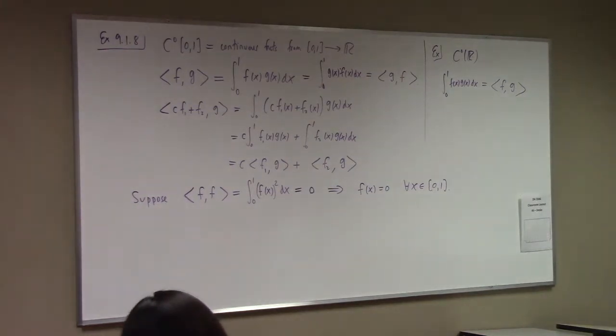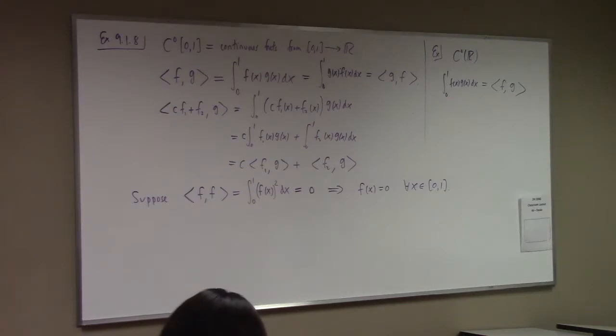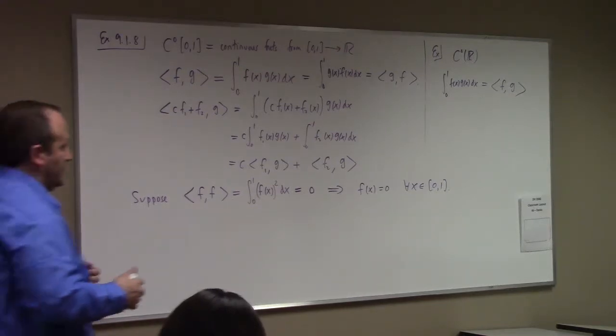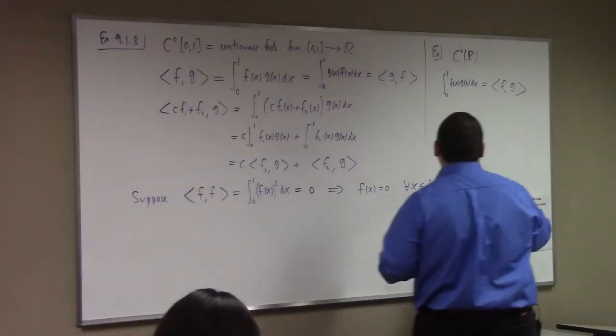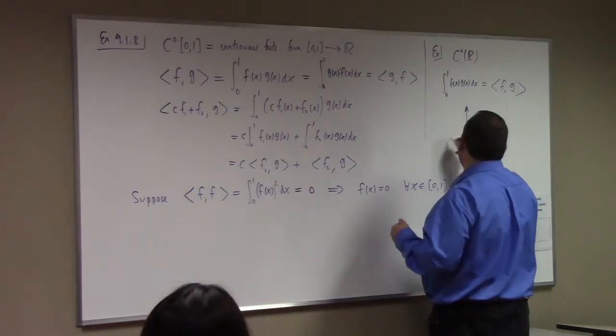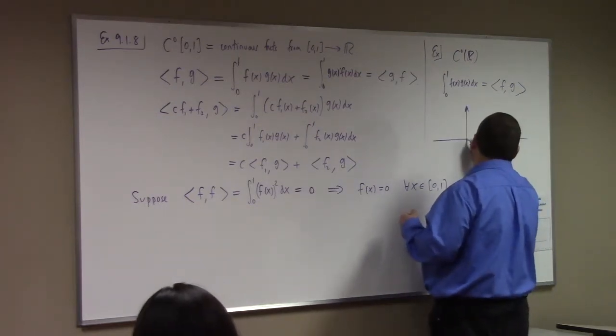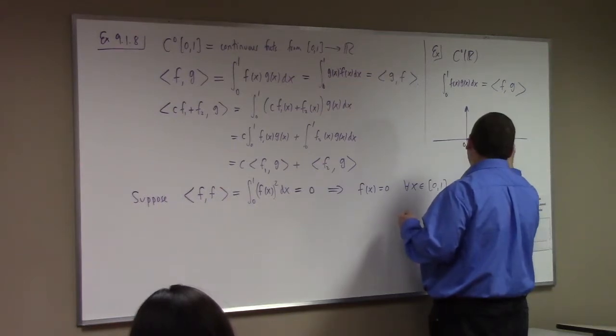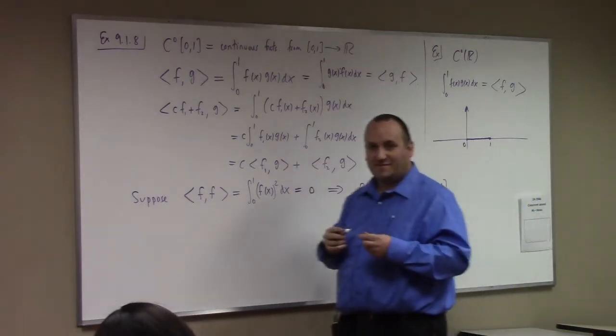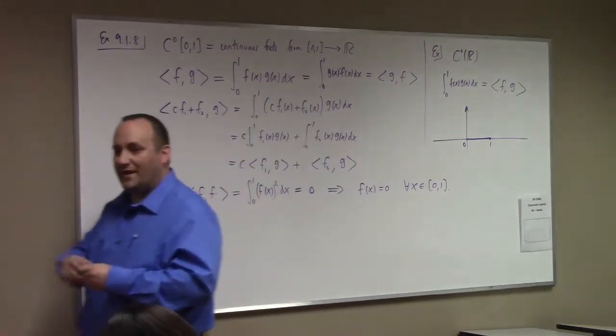Because you could have a continuous function on the reals whose integral from 0 to 1 of the square of it is 0, and yet the function is non-zero. Can you guys tell me what that would look like? So here's what's required. I do need that the values of the function from 0 to 1 are 0. But what could I do beyond that?